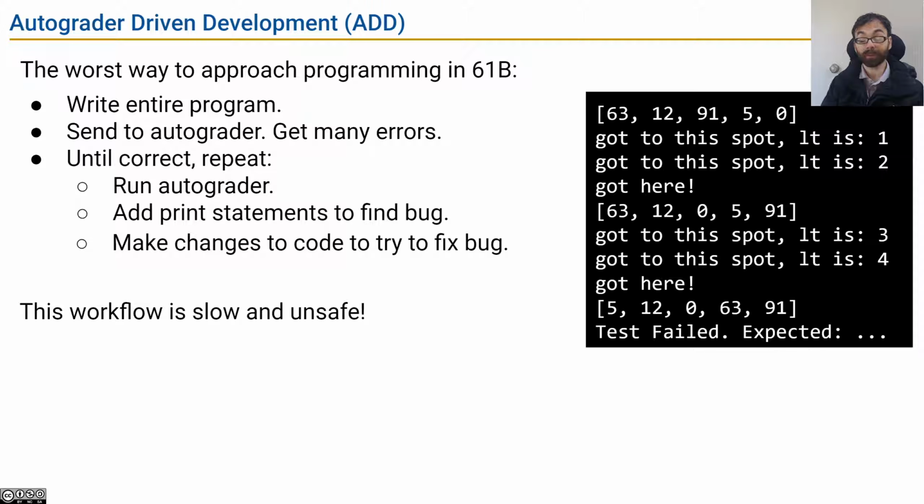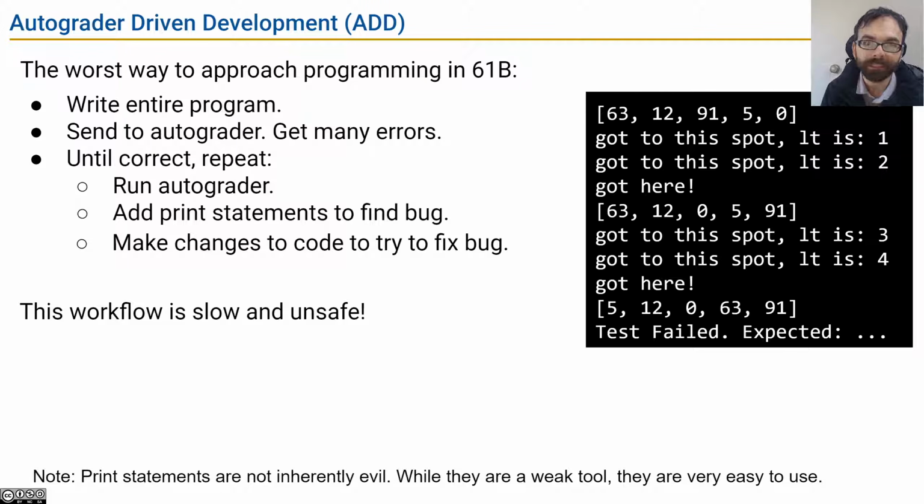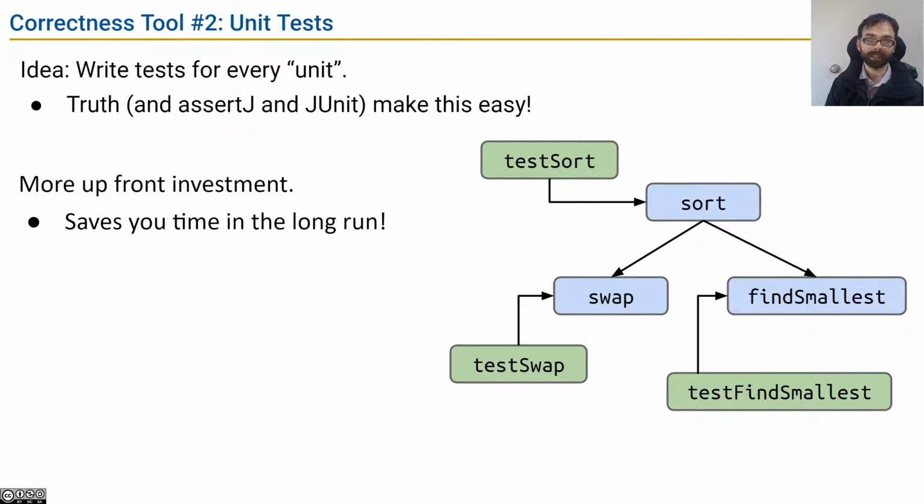Okay? This workflow is very slow and it is very unsafe. The reason it's unsafe is it's just going to lead you down a labyrinth. You're going to be chasing bugs forever. It's going to take you so much time. It's a bad use of your time. Okay? I do want to note that I don't think print statements are bad for debugging. They're not inherently evil. I just think they're a weak tool. They're easy to use, which is great. But it's the other tools we've talked about in class, like the debugger and having nice small unit tests, that really help. So the other tool we have for correctness are unit tests, which we've seen today.